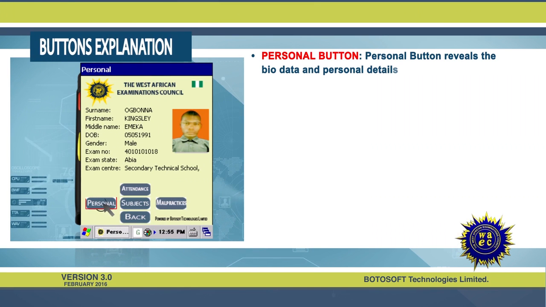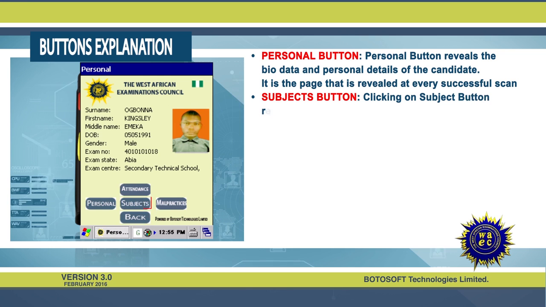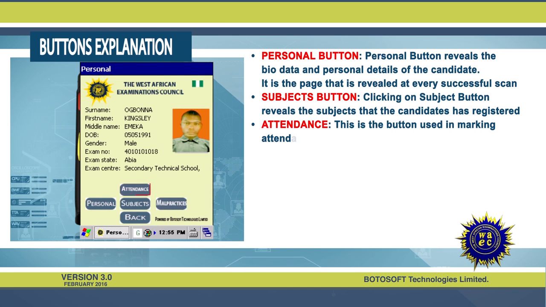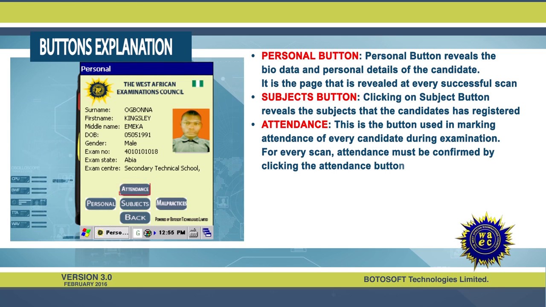Buttons explanation. Personal button. Personal button reveals the biodata and personal details of the candidate. It is the page that is revealed at every successful scan. Subject button. Clicking on Subject button reveals the subjects that the candidate has registered. Attendance. This is the button used in marking attendance of every candidate during examination.